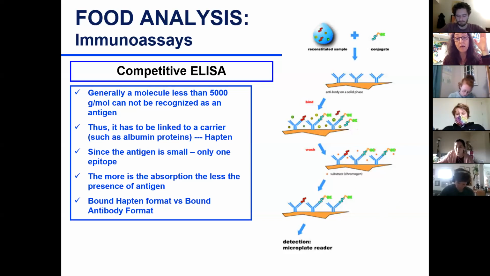If I have a high amount of antigen in my sample, it will be competing with the labeled antigen, and then I'll have less absorption because I'll have less enzyme bound and less substrate converting to product. So in competitive ELISA, the higher the amount of antigen I have in my sample, the lower the absorption, and vice versa.